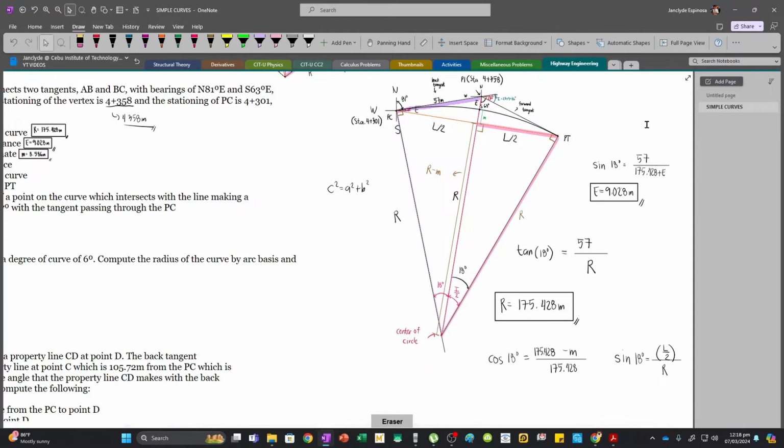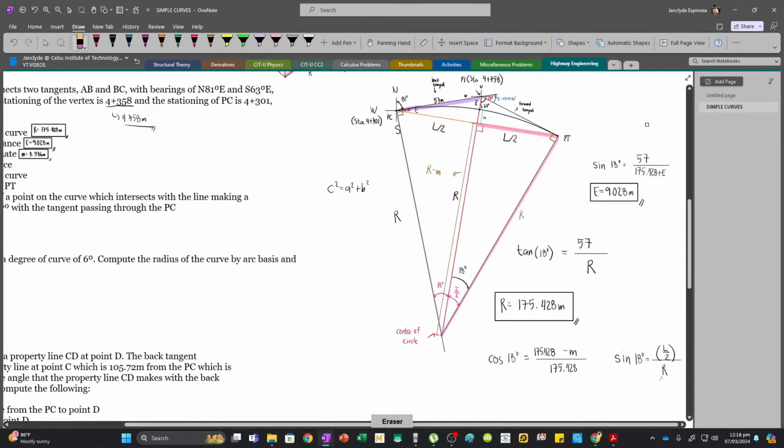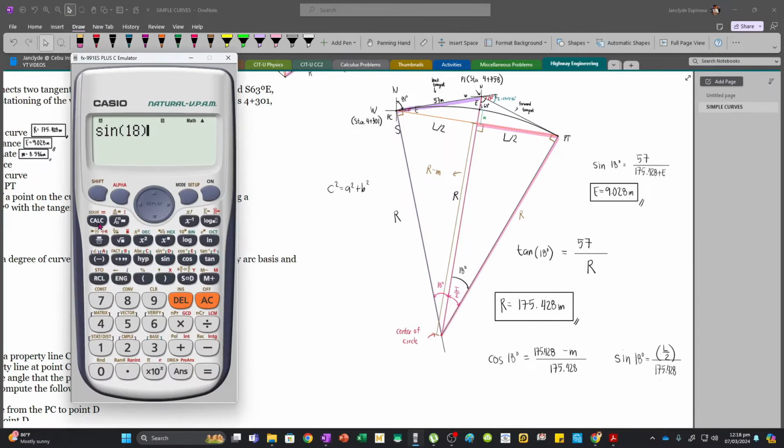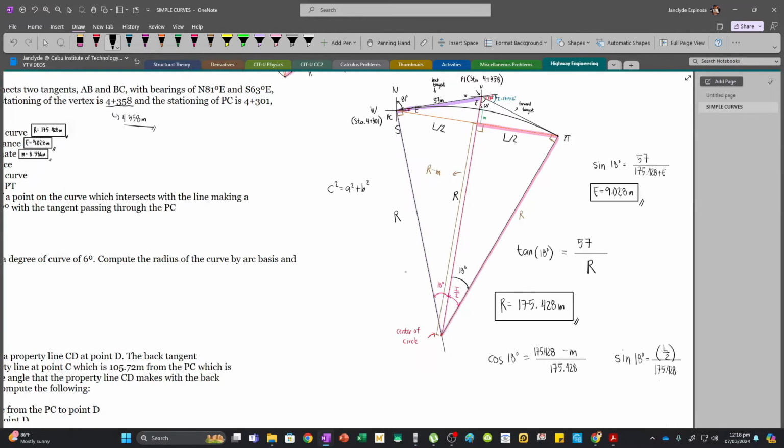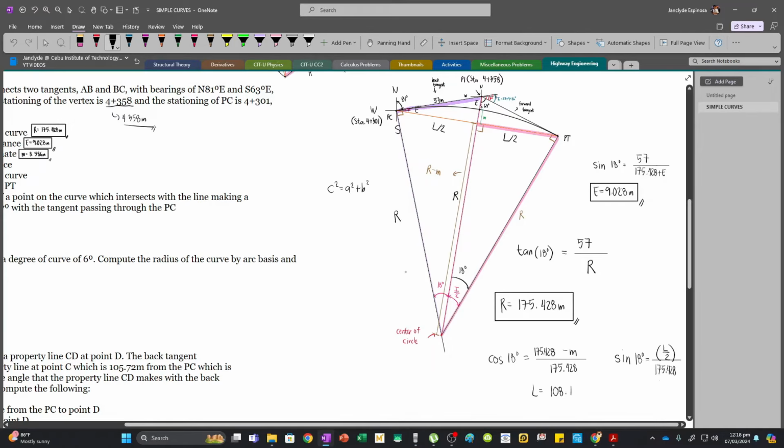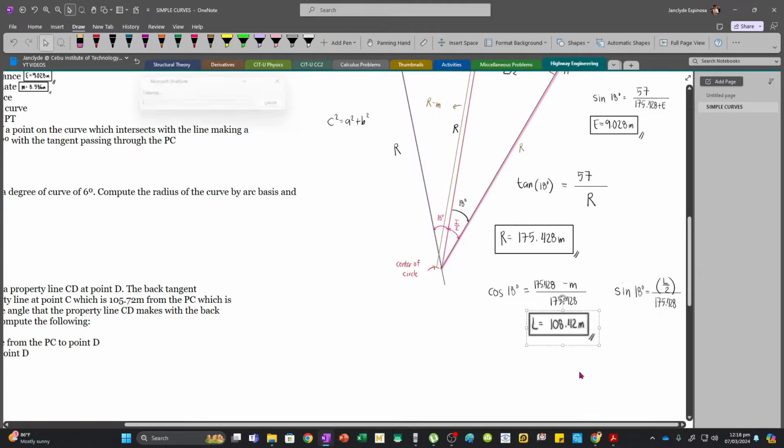And so since our R is 175.428, we can change this. And so solving for L, we have sine 18 equals L over 2 divided by 175.428. We'll get this value, 108.42. So L equals 108.42. And so this is our answer.